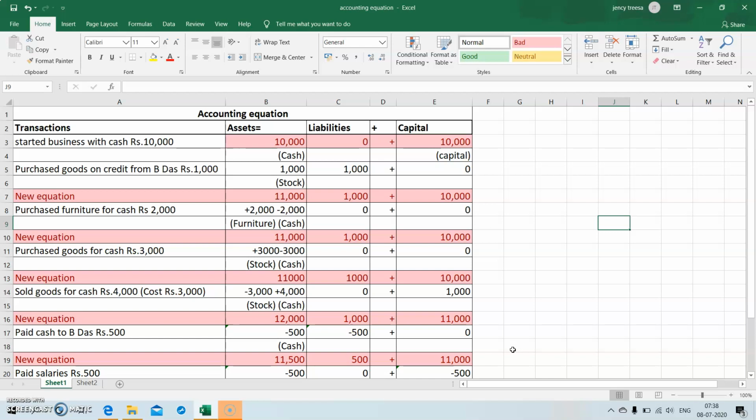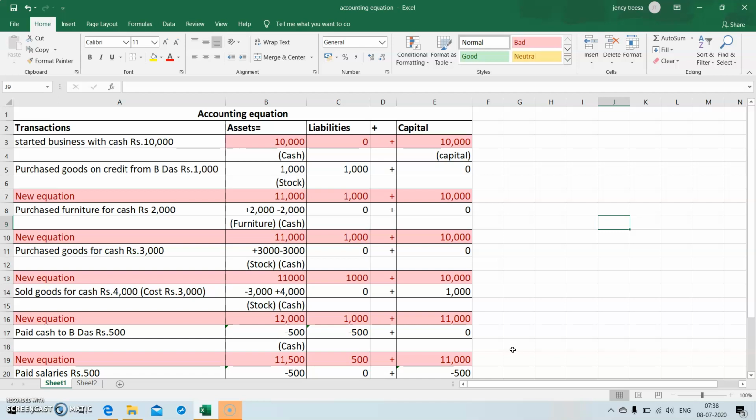Started business with cash rupees 10,000. So what will happen? Cash will increase and therefore the capital will also increase. This person has brought an amount of 10,000 for his capital. That means cash is increasing, and as a result his capital also increases.